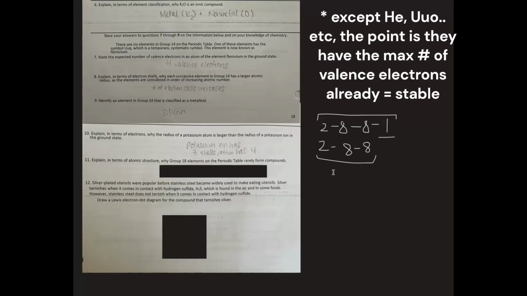Number 11 says, explain in terms of atomic structure why group 18 elements on the periodic table rarely form compounds. So compounds are formed in order to either transfer electrons or share electrons in the case of a nonmetal and a nonmetal. But we know that group 18 elements are noble gases, and we can just look on the periodic table. Their electron configurations all have 8 valence electrons. So they've already reached stability, and therefore they rarely form compounds.